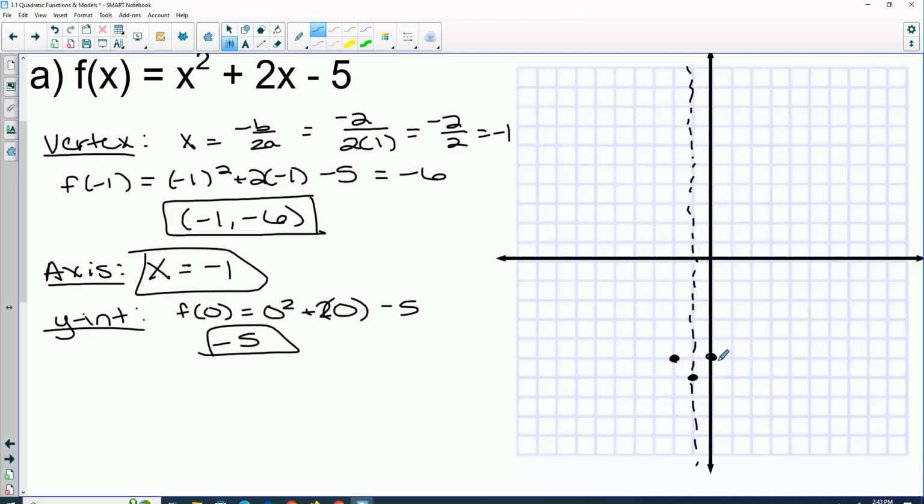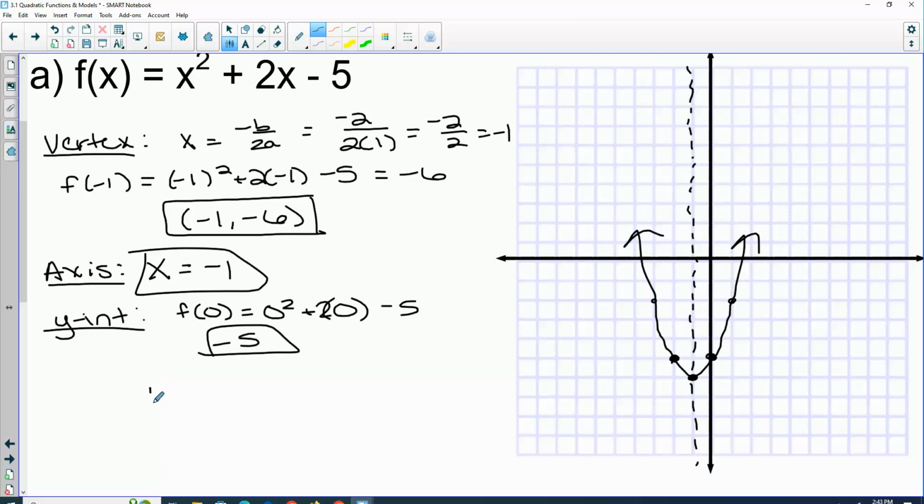Now, if you wanted more points, could you plug them in? Absolutely. My rule is 3 points, but if you wanted a better graph, we know where the vertex is now. Could you plug in a 1 if you wanted to? Sure, that would give you -2, and you could do the mirror image. You can get more points if you want. My rule is at least 3. So then we can draw our parabola.